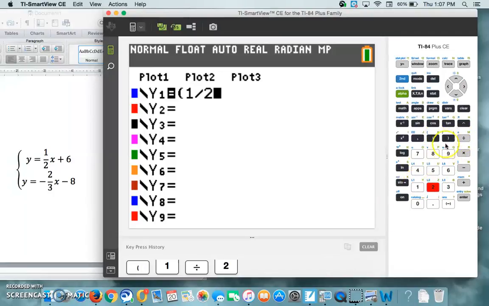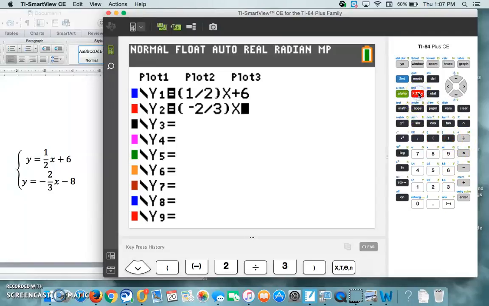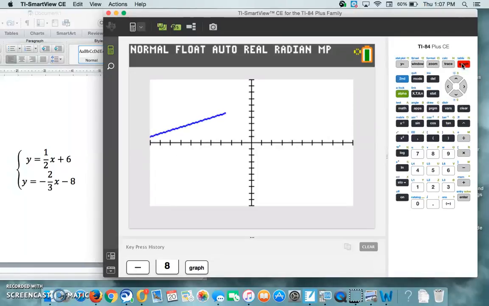So what I like to do is put the slope in parentheses, so I'm not messing anything up. 1/2 x plus 6, and then the other one is negative 2/3 x minus 8. So if I push graph on this one, there's my first line, there's my second line. So unfortunately, I can't see the intersection point. So I can't use the graph.